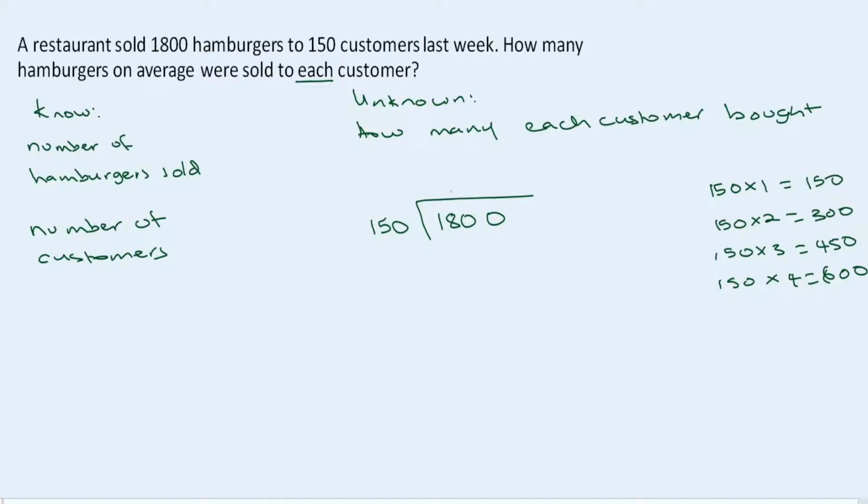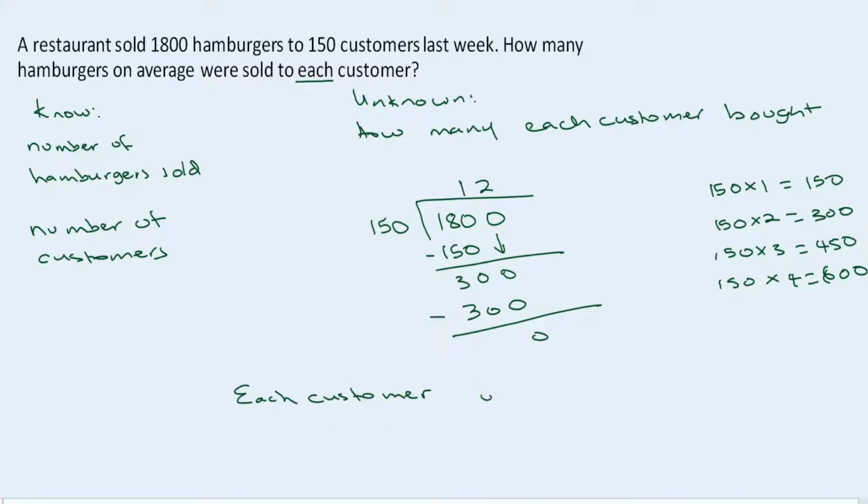180 divided by 150, that is 1. 1 multiplied by 150, we have 150. We subtract, 0, 3. And then we bring down the 0 here. So we now have 300. 300 divided by 150, that's going to give us 2. 2 times 150 is 300. This is 0. So each customer was sold 12 hamburgers.